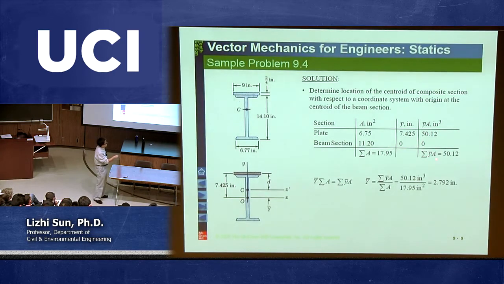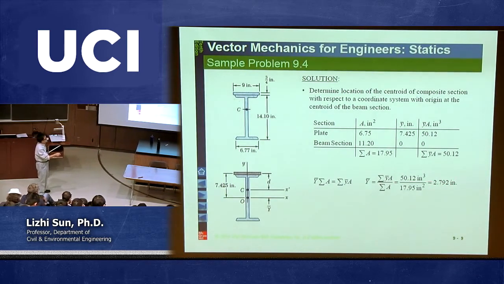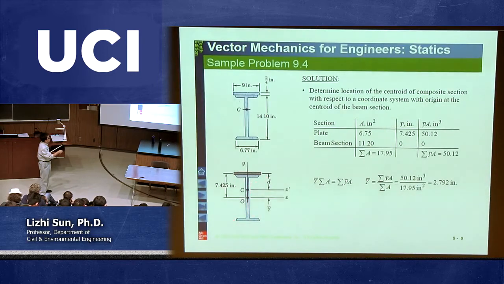Then look at the composite rule in chapter 5. The summation of this divided by this is equal to the capital Y bar. So capital Y bar is the centroid, the y component of this overall geometry cross-section. You just put those numbers here, divided by 17.95, and you get 2.792. So this is y bar for the global cross-section.